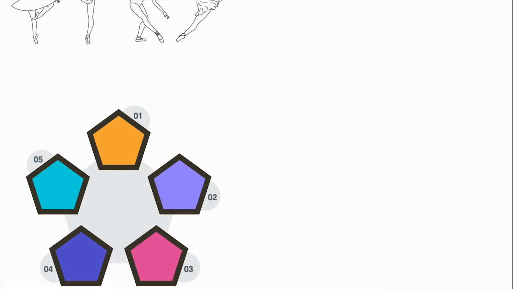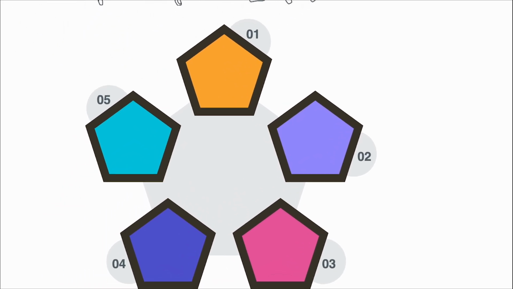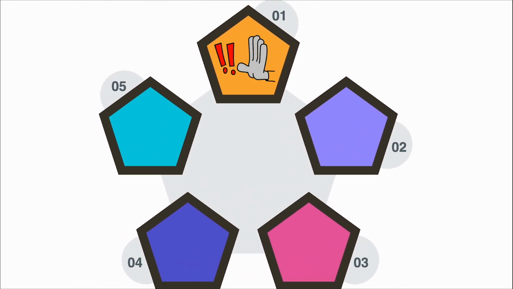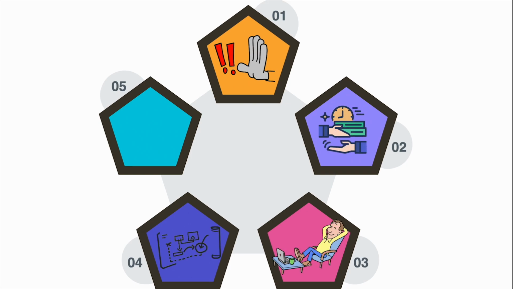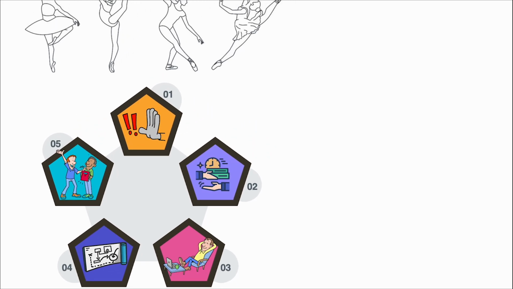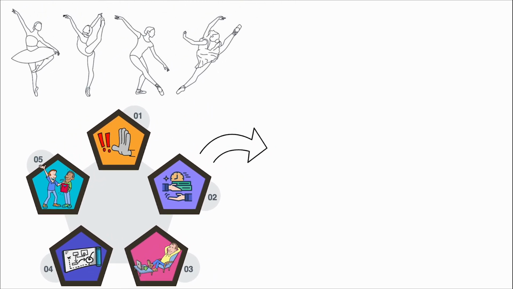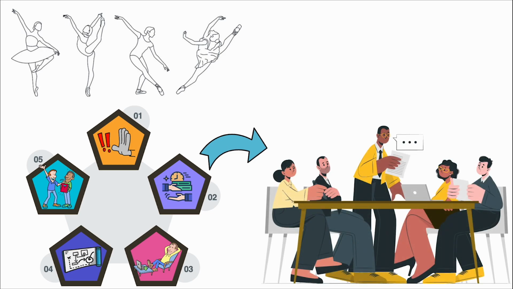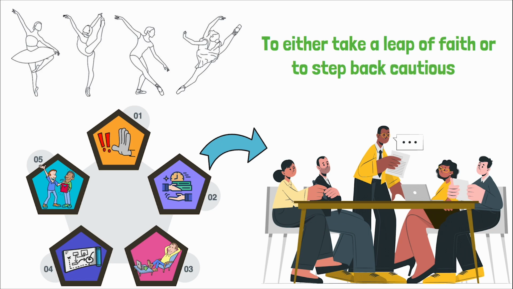The strategies for dealing with risks are as varied as the moves in a ballet. Some risks are sidestepped entirely, some are deflected onto partners more willing to take them on, some are diminished with practiced, precautionary steps, and some are embraced, with the recognition that within them lies the chance for an extraordinary performance. The choice of strategy is not just a matter of style but a reflection of the project manager's and organization's collective tolerance for risk, their propensity to either take a leap of faith or to step back cautiously.